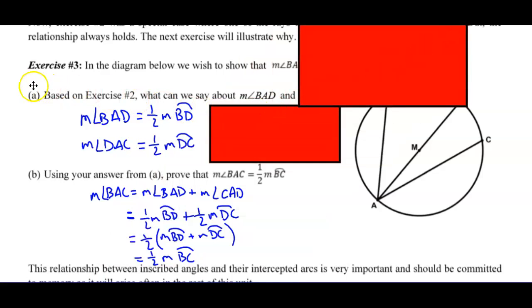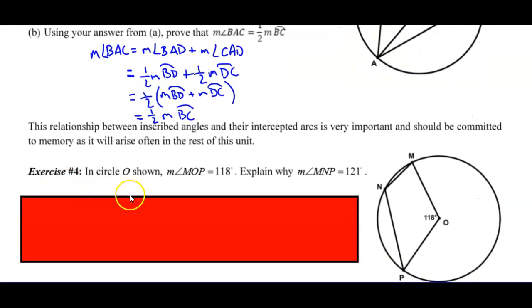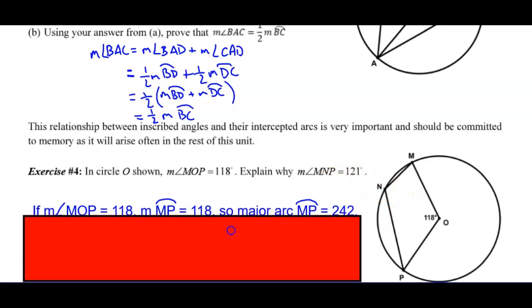Okay, so the relationship between inscribed angles and their intercepted arcs is going to come up fairly frequently. In this circle, you can see an example of this with a quadrilateral based at the center. In circle O, angle MOP is 118. Explain why angle MNP, which is the inscribed angle, has to be 121. So let's look through this.